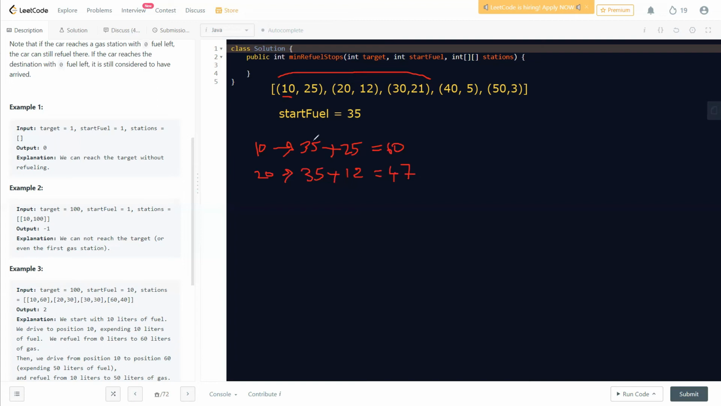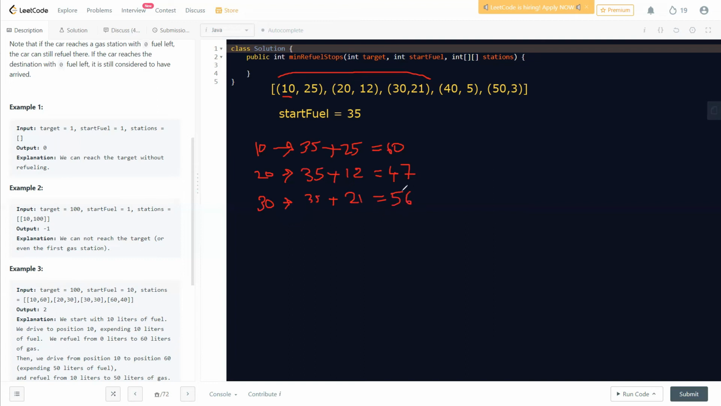Now, if I make a stop at 30, at the distance of 30, we made a stop. Initially we had 35 liters of fuel, and with that we got around 21 liters of fuel from over here. So what is the total distance we can reach if we make a stop at 30? The total distance will be more or less like 56.